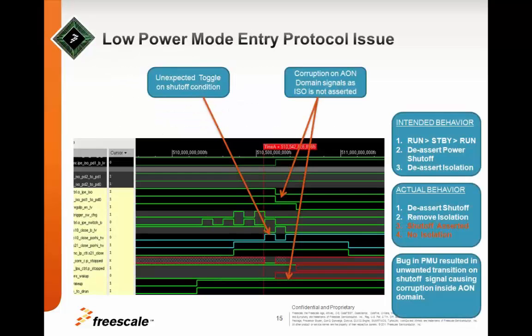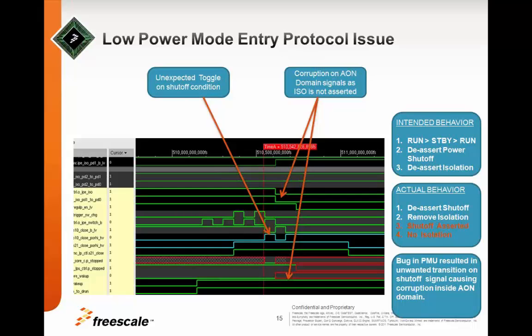So here is an illustration of a low power mode entry protocol issue. The system is making a transition from the full standby mode to run mode, and the intended behavior of the device is that the power shutoff condition should be deasserted, followed by isolation removal. However, the actual behavior of the device was that the isolation was removed, the shutoff was deasserted, and the isolation was removed, and again shutoff was asserted with no isolation.